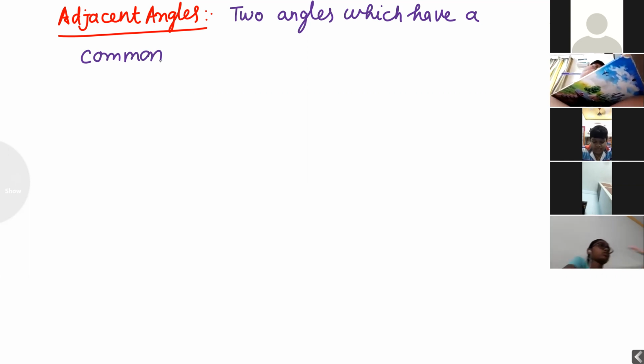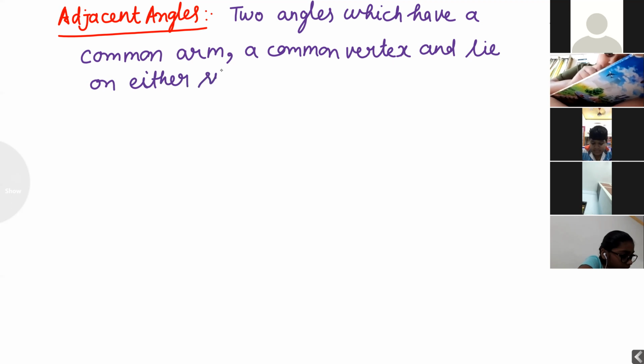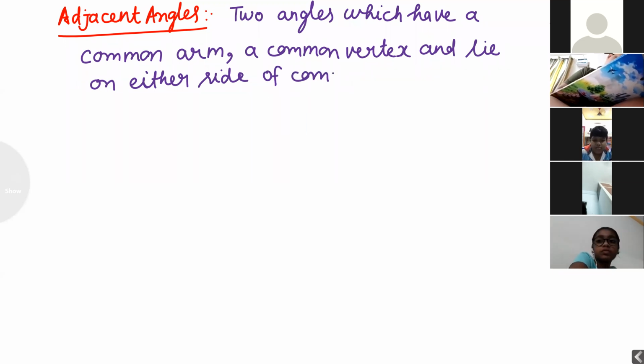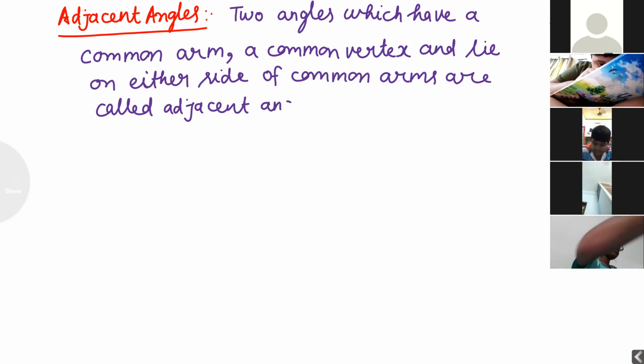Two angles which have a common arm, a common vertex, and lie on either side of the common arm are called adjacent angles.